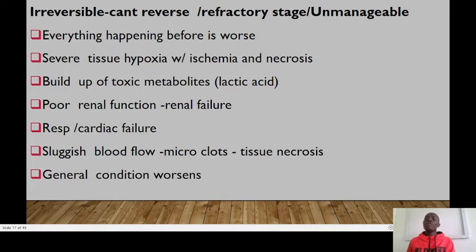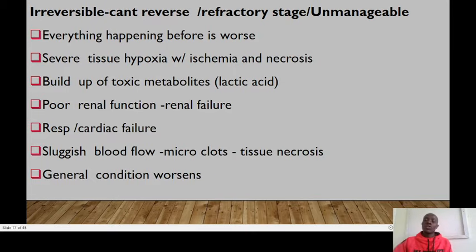So from progressive, now we go to the irreversible stage. We are saying irreversible because it can't be reversed. It can also be referred to as the refractory stage, that means unmanageable stage. So everything bad happening before is now worse than it was before.